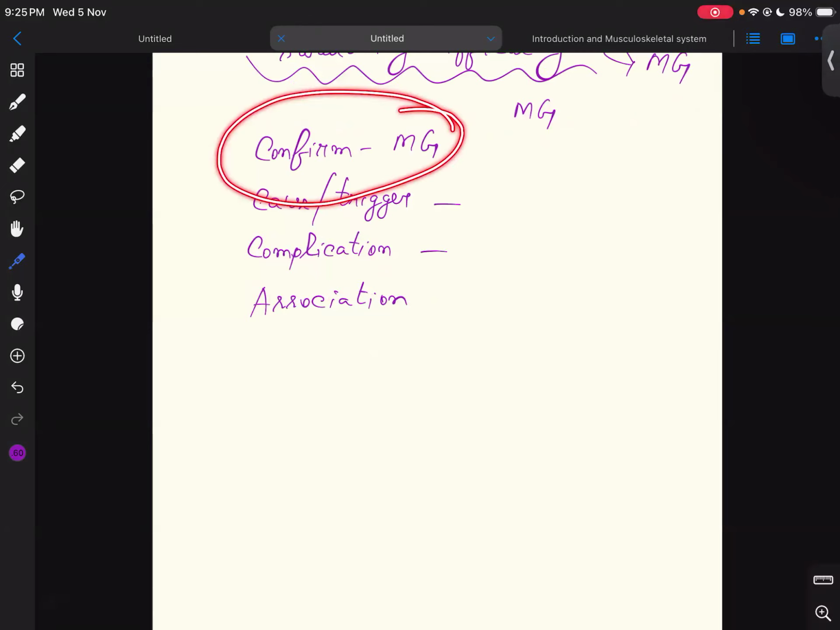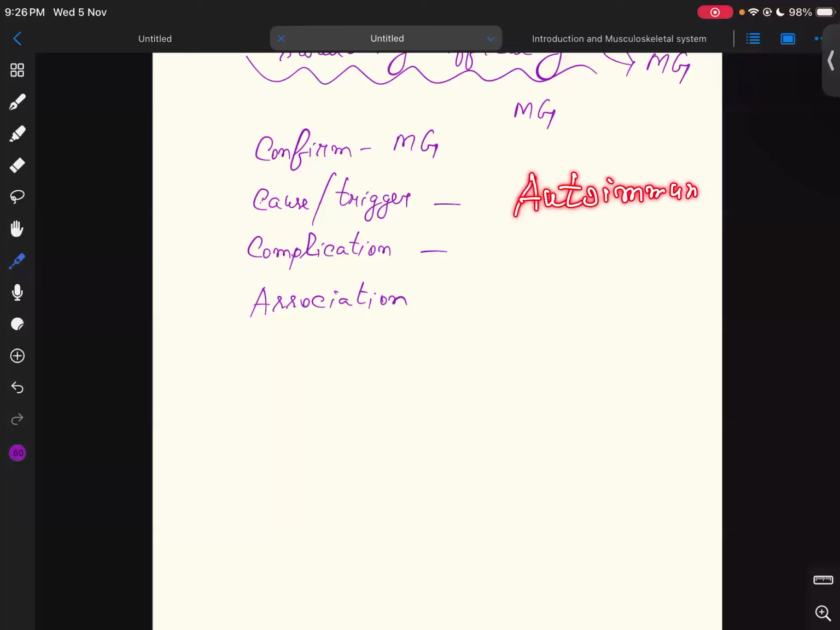So to confirm myasthenia gravis, from the history, we have to confirm that this is myasthenia gravis. Then from the history, we have to find out the cause or trigger. Can anyone tell me what is the cause or trigger of myasthenia gravis? The cause is autoimmune. And in most cases, there can be some trigger, like recent infection or antibiotic. So we have to identify it from the history.